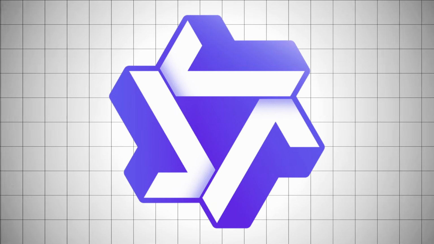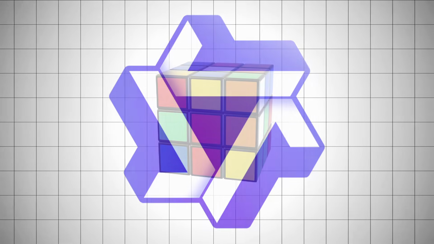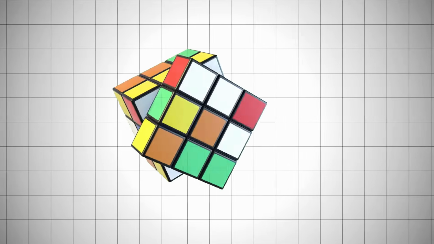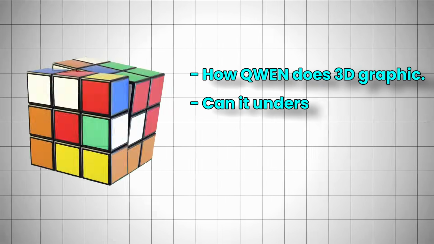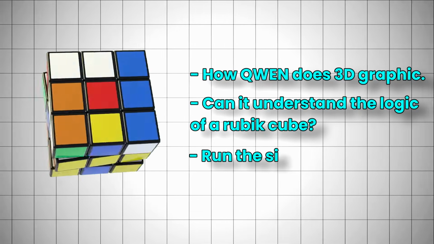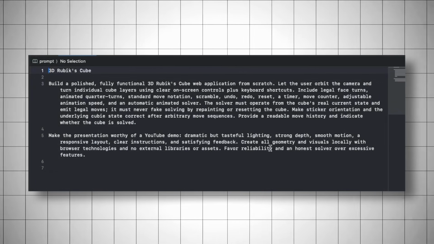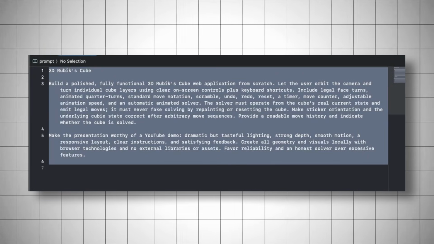For my first experiment, I'm going to ask it to make a simple 3D Rubik's Cube simulator. The idea of this is test out how it does these 3D graphics, can it do the logic of how a Rubik's Cube works and all of that, and just have this running locally. This is the prompt I'm going to feed to the model and we'll see what we get.